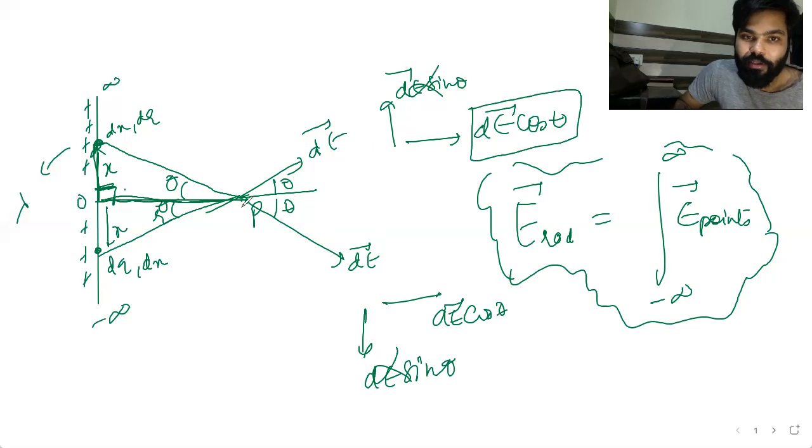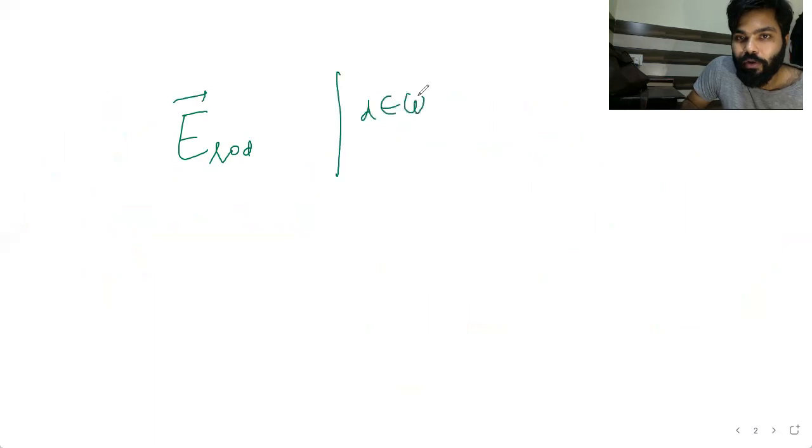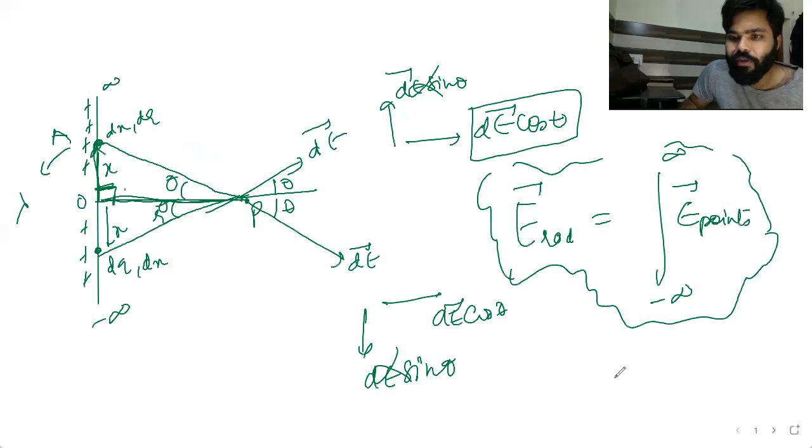Although this element is making electric field dE in the AP direction, it has two components, dE sin theta upward, dE sin theta downward and dE cos theta rightward. But dE sin theta will cancel out and you will remain with only dE cos theta. Means dE has only one effective component, which is dE cos theta. So for finding the electric field of the rod, you have to integrate all the dE cos theta from minus infinity to infinity.